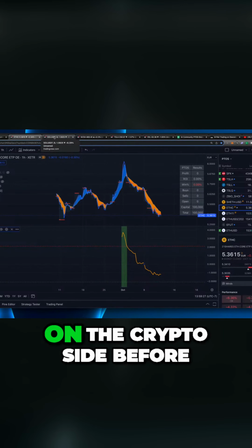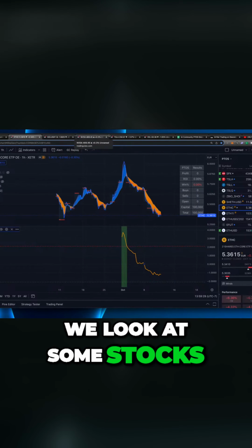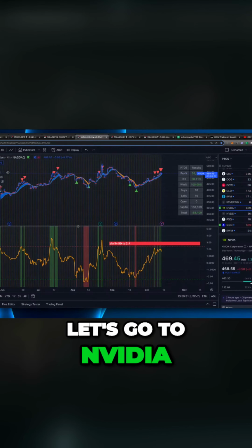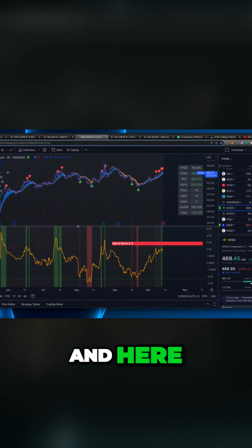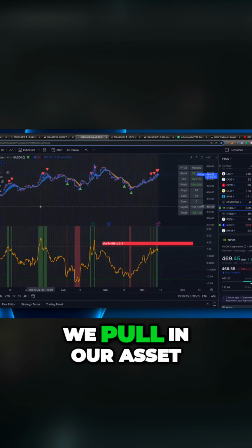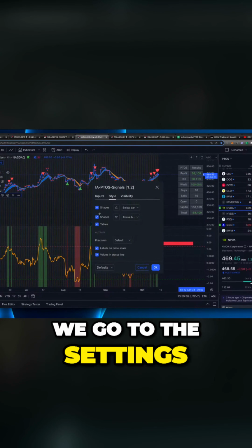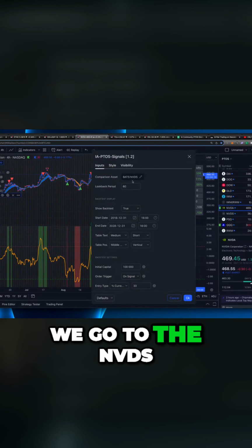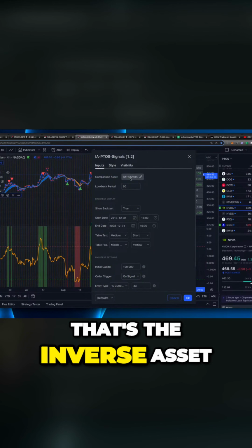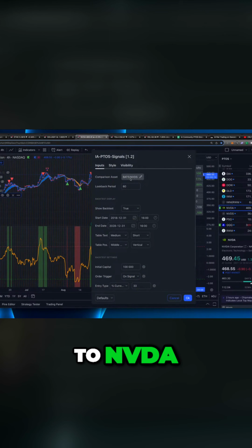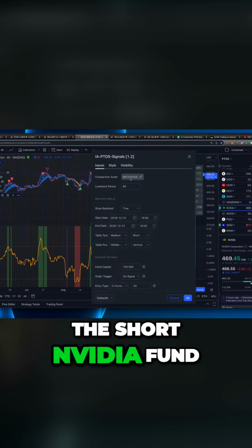Now, another fun one on the crypto side before we look at some stocks. Actually, let's look at a stock first. Let's go to Nvidia. And here, same as before, we pull in our asset. We go to the settings. We go to the NVDS. That's the inverse asset to NVDA. NVDS is the short Nvidia fund.